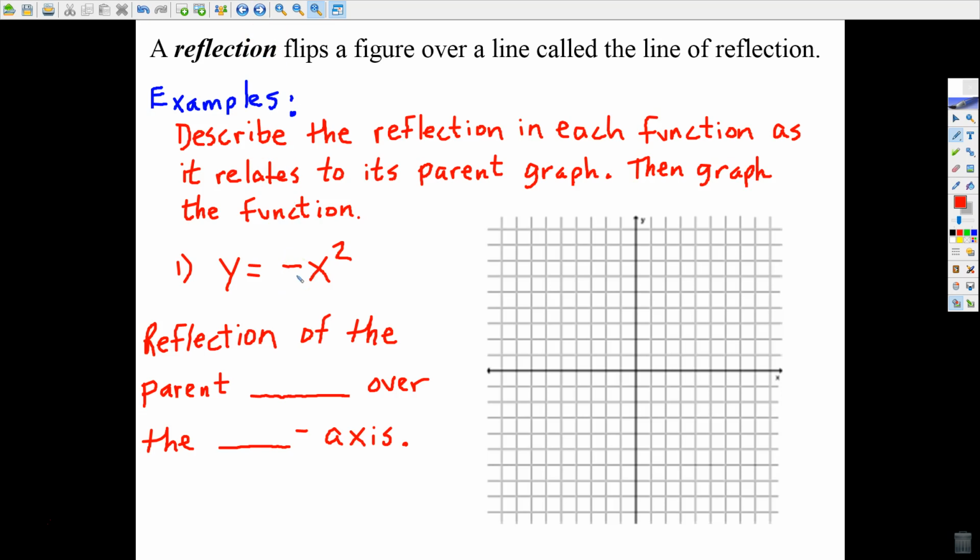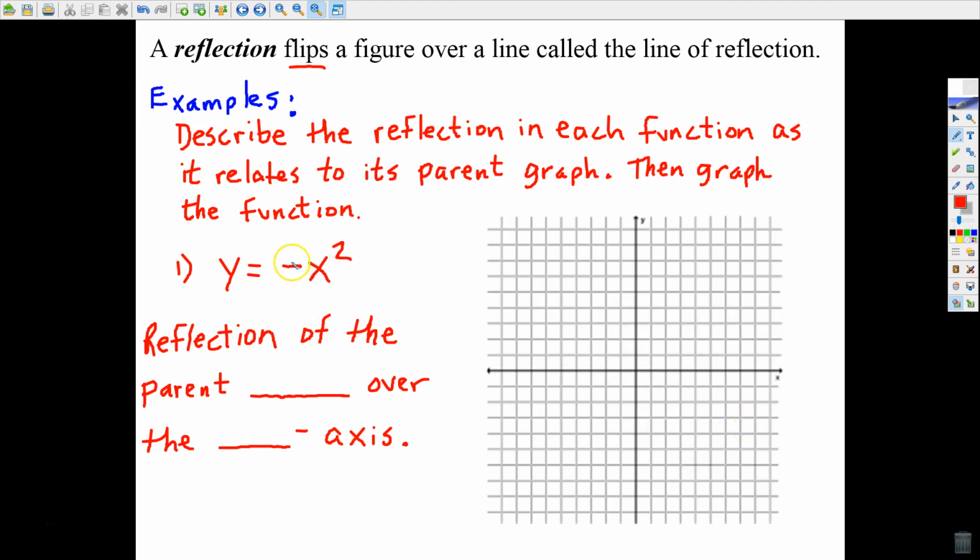Remember, there's really 3 ways to transform a graph. Translation is only one of the ways. A reflection is a flip. And we're either going to be flipping a graph over the x-axis, which would be like a vertical flip, or the y-axis. Those are our 2 choices. And I'll show you how you know.